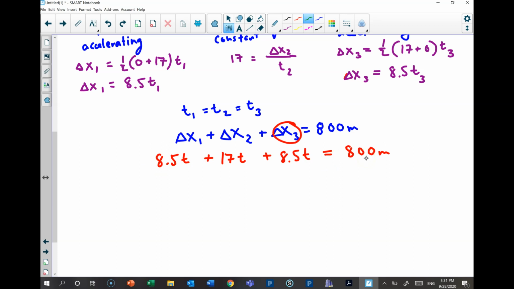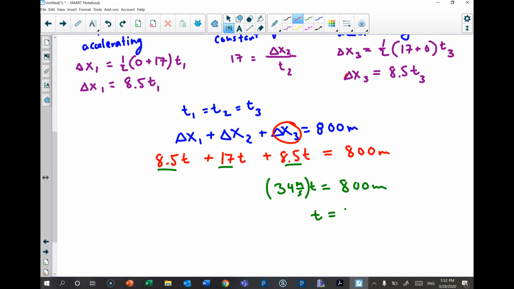And look at what we have now. You can add these coefficients, combine like terms. What's 8.5t plus 8.5t? That's 17t. 17t and 17t is 34. I've lost my units. I've been a little bit careless about units. So this actually here, the unit would be meters per second. I'll leave that as an exercise for you if you want to work out how we know that that's the case. And when I divide both sides by 34, we get our final answer, which is about 24 seconds.